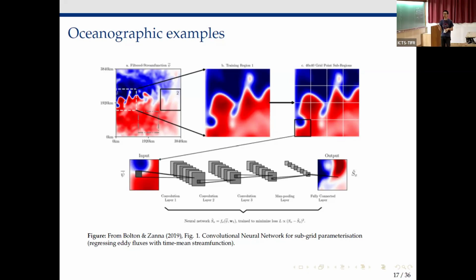Within a small box, you can diagnose the running mean of the eddy fluxes. You correlate that with the time mean stream function, say. So you train a neural network based on that. That gives you an image, so this is essentially an image problem. You put in one image, it gives you another image. This would be your subgrid forcing, and you can, in principle, throw the subgrid forcing back into your prognostic model. So this would be a way to do parameterization.